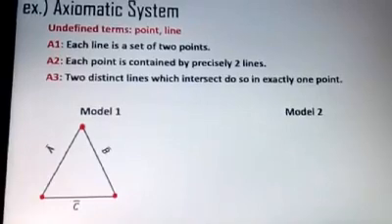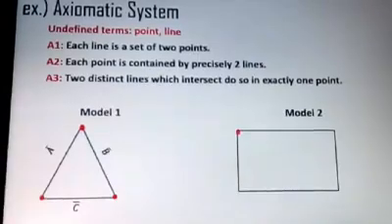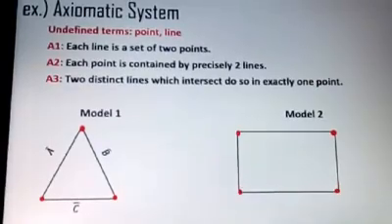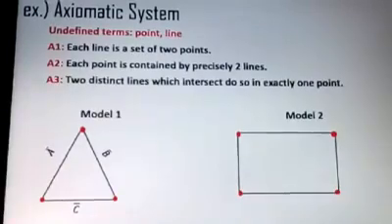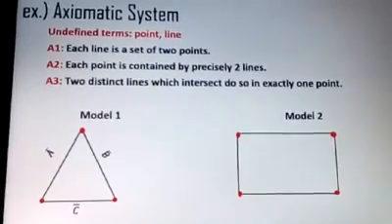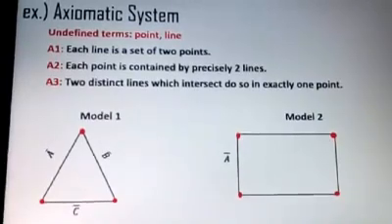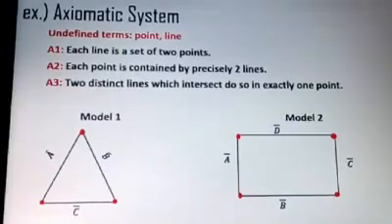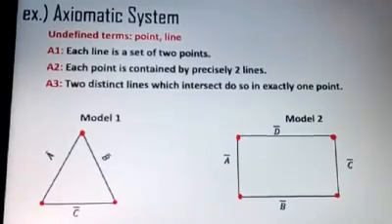So let's have another model. Let's take a rectangle. Point here, point there, point there. Let's try to prove if it also satisfies the 3 axioms. Each line is a set of 2 points. Let's take line A. Yes, we can see that there are 2 points at line A, also with line B, line C, and line D.